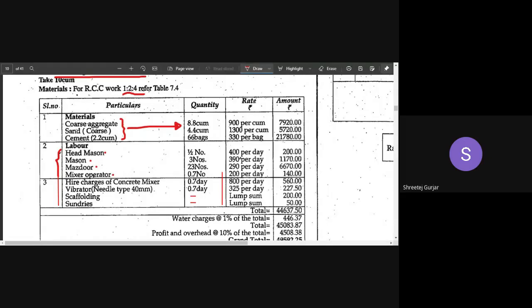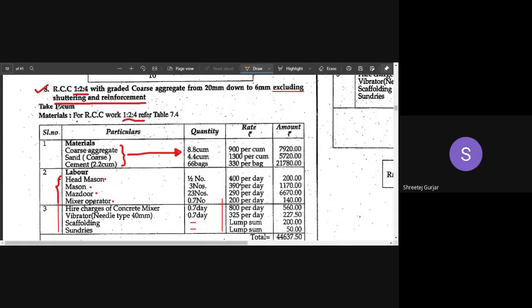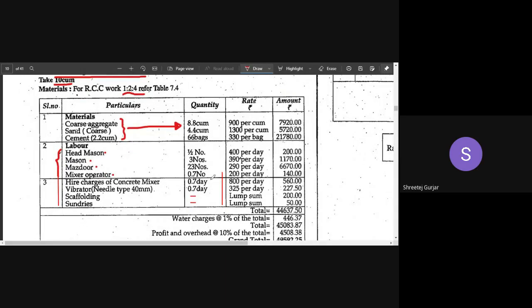A mixer operator is also required for the concrete mixer, and we require one concrete mixer on hire, depending upon the volume of work. For 10 cubic meters of work, we require 0.7 day, not the whole day or 2 to 3 days, just more than half a day. For the same number we require a mixer, and we also require an operator.